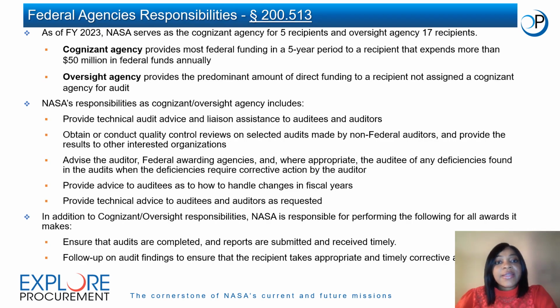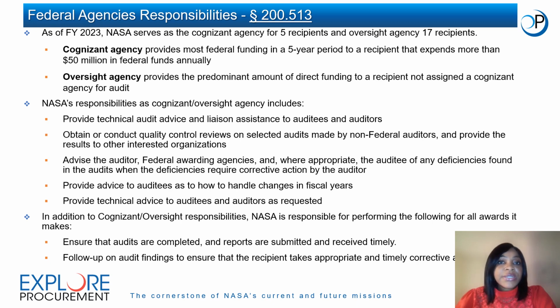All federal agencies that issue federal awards must comply with the responsibilities that are outlined in Section 513 of 2 CFR 200. Other responsibilities vary depending on whether an agency has cognizance or oversight responsibilities. A cognizant agency is the agency that provides the most funding to a recipient that expends more than $50 million in federal funding annually during a 5-year period. An agency with oversight responsibilities is the agency that provides the most direct funding to a recipient that is not assigned a cognizant agency in that entity's fiscal year.